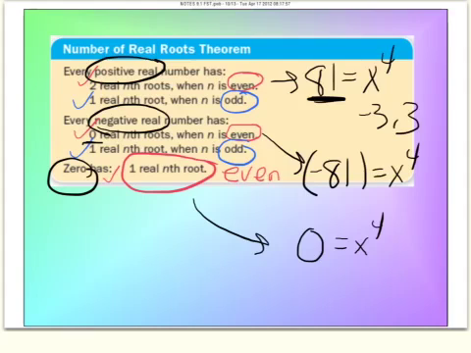So come away from this. If it's an odd function, an odd power, it has 1 real root. If it's even, it's 2, it's 1, or it's 0. You just have to think about it logically in terms of what it would be.